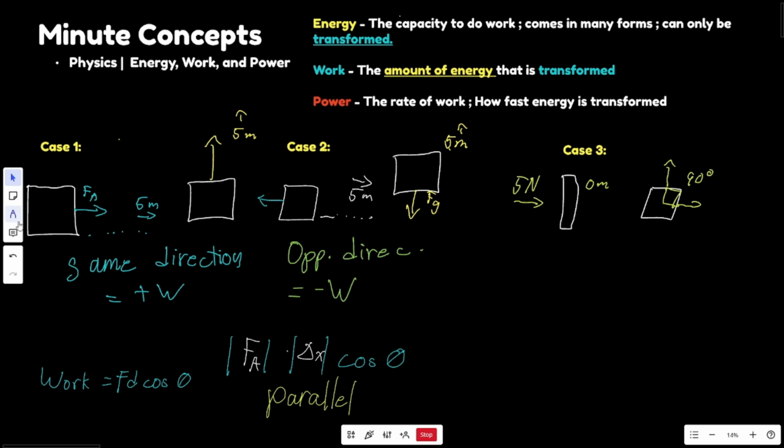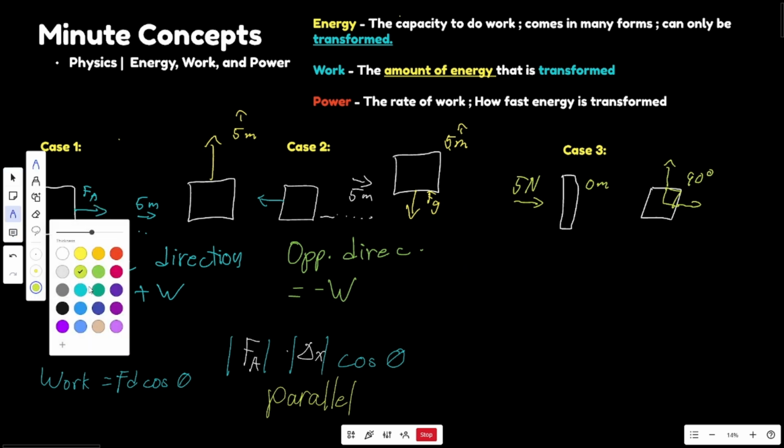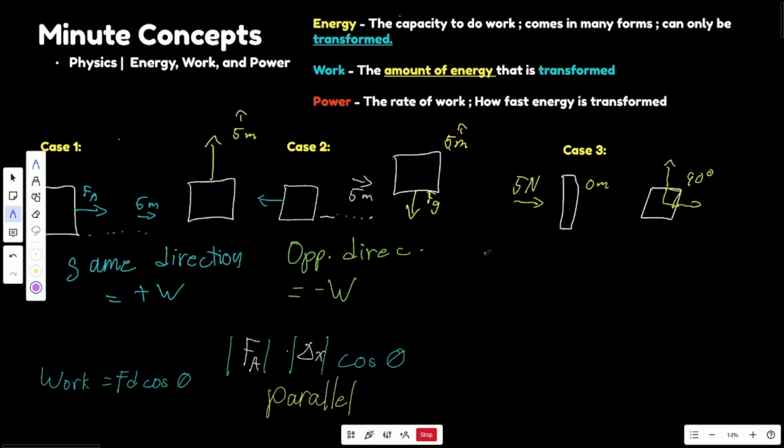So now case 3 is just described as if the object doesn't move. Let's use the purple one. No displacement, or let's just use delta x here. There's no delta x or delta y, and there is a 90-degree, or perpendicular angle present. Perp angle.